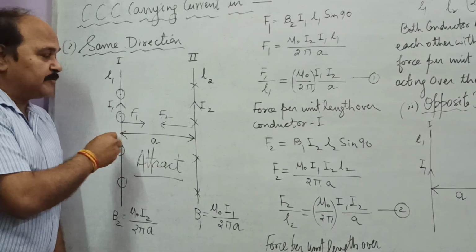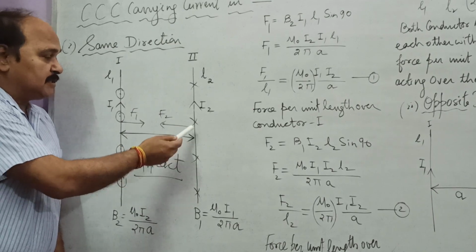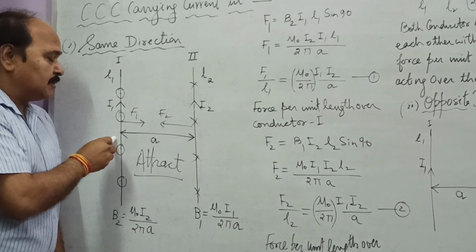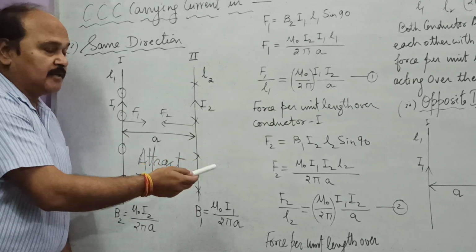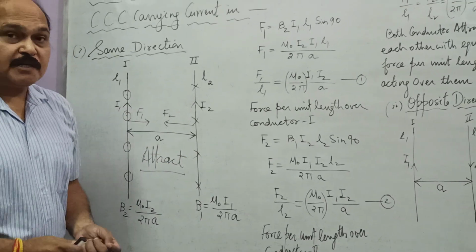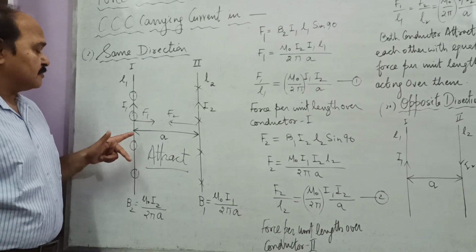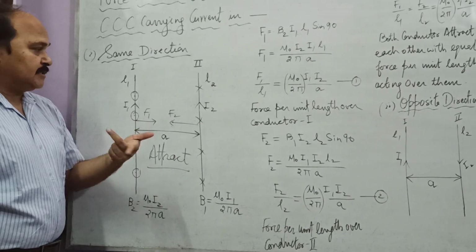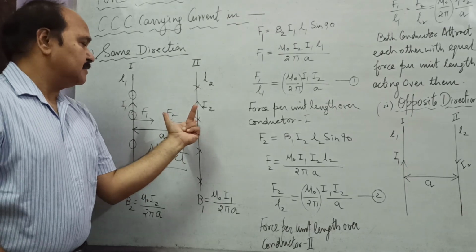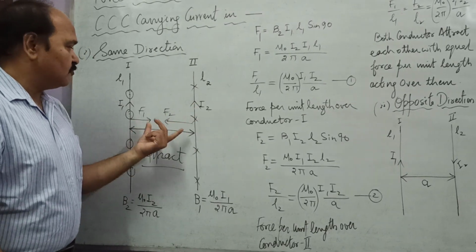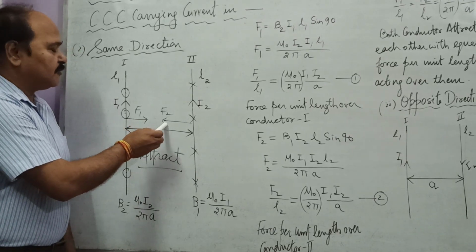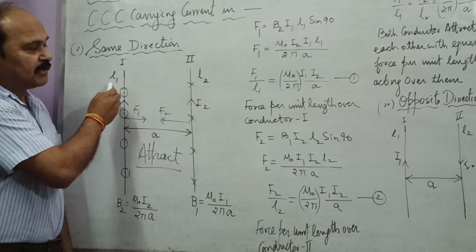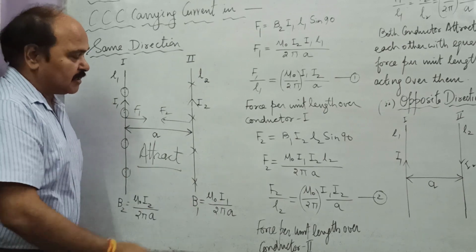The force over it is because of this current carrying conductor creating magnetic field here, and force here is because of this current carrying conductor creating magnetic field here. So both are in the magnetic field of each other. As the result, they experience force as shown here in the diagram. Both the forces are towards each other, therefore they attract each other. Force F1, this is force F2. This L1 is the length of conductor number 1, L2 is the length of conductor number 2.